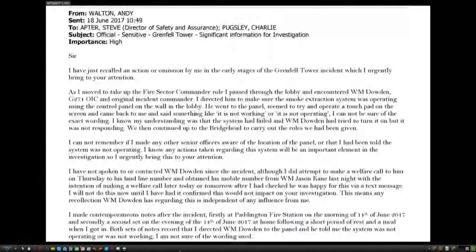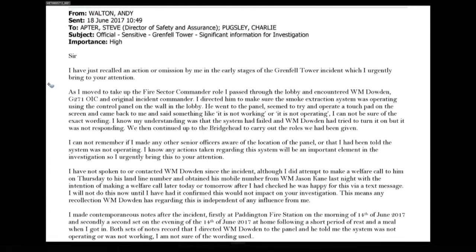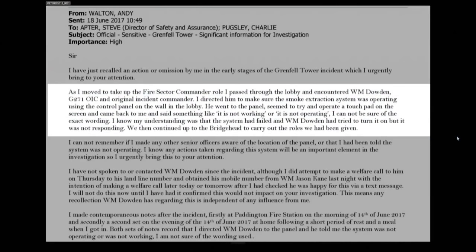And I'll read you this whole paragraph. "As I moved to take up the fire sector commander role, I passed through the lobby and encountered Watch Manager Dowden, an original incident commander. I directed him to make sure the smoke extraction system was operating using the control panel on the wall in the lobby. He went to the panel, seemed to try and operate a touchpad on the screen, and came back to me and said something like, 'It's not working,' or 'It's not operating.' I cannot be sure of the exact wording. I know my understanding was that the system had failed and that Watch Manager Dowden had tried to turn it on, but it wasn't responding. We then continued up to the Bridgehead to carry out the roles we'd been given."